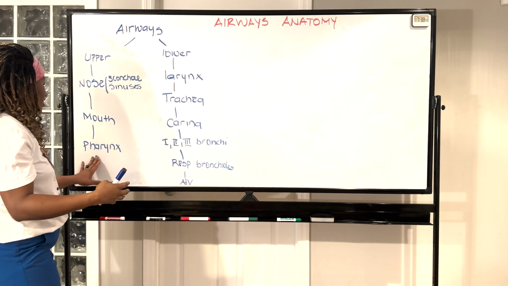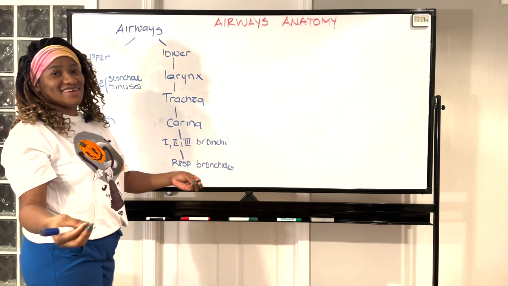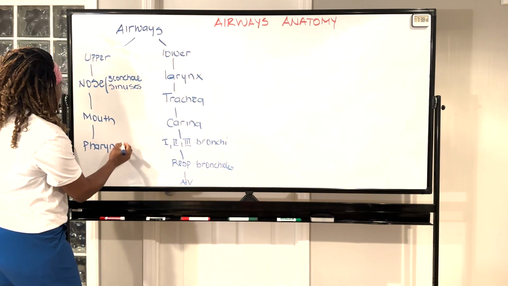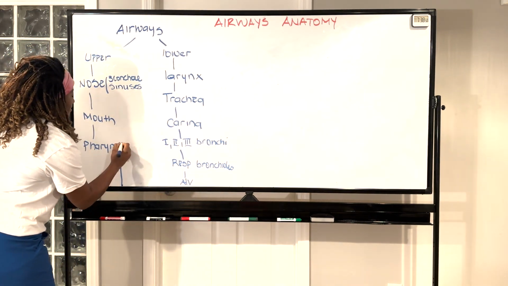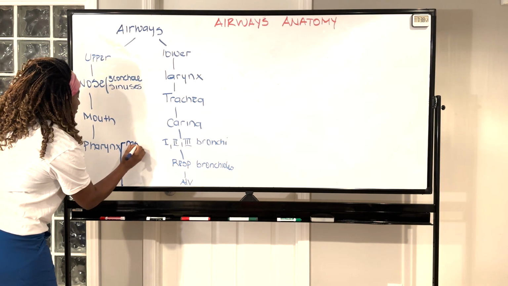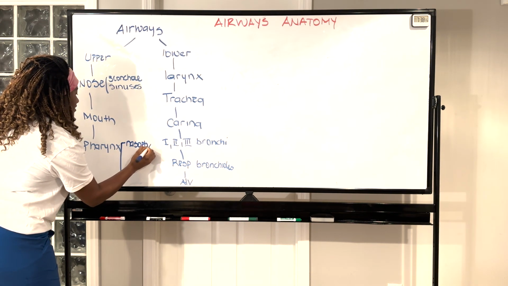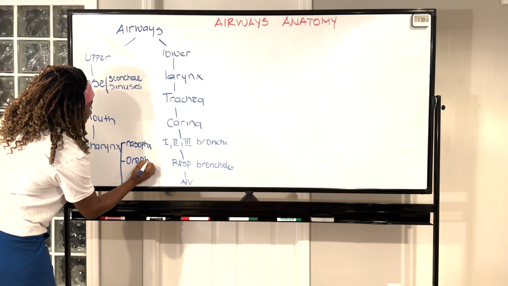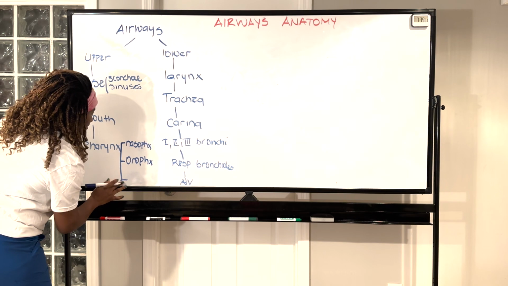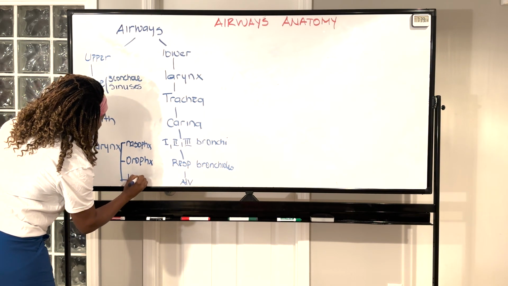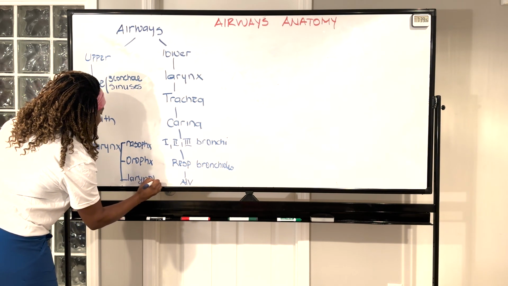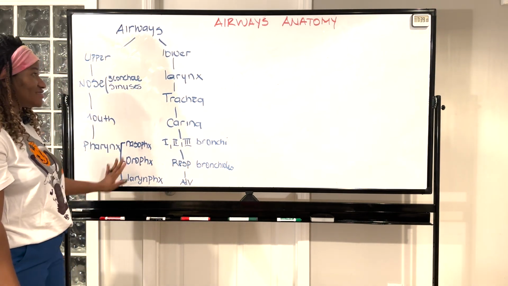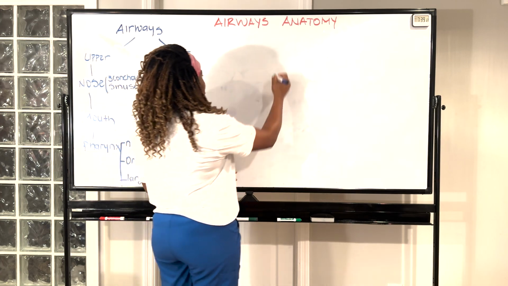We also have the pharynx. The pharynx, like I said, you can remember it as your throat. It can be divided into three parts. We're going to have the nasopharynx, the oropharynx, and the laryngopharynx. So I'm going to try to draw the picture to show you guys how we can delimit all these things.